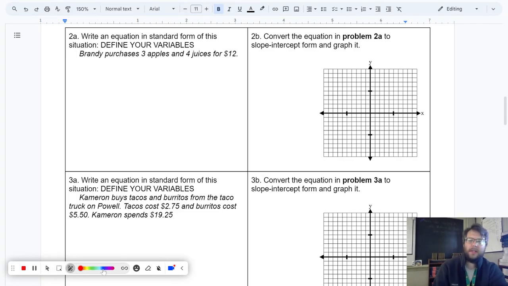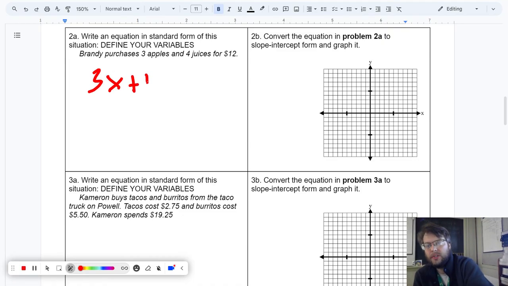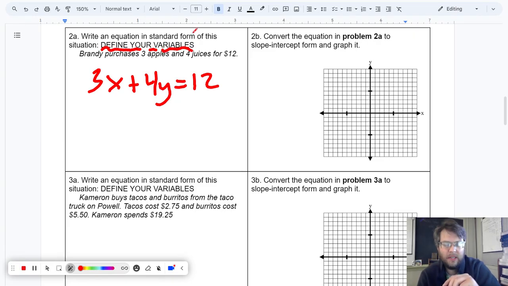Now we're asked to write equation in standard form. Very similar situation as before. 3 apples and 4 juices for $12. Now, I typed this here in all caps. Define your variables. That must mean it's important. I wrote it in all caps. Did I define my variables? No. I didn't tell you what x and y stood for.